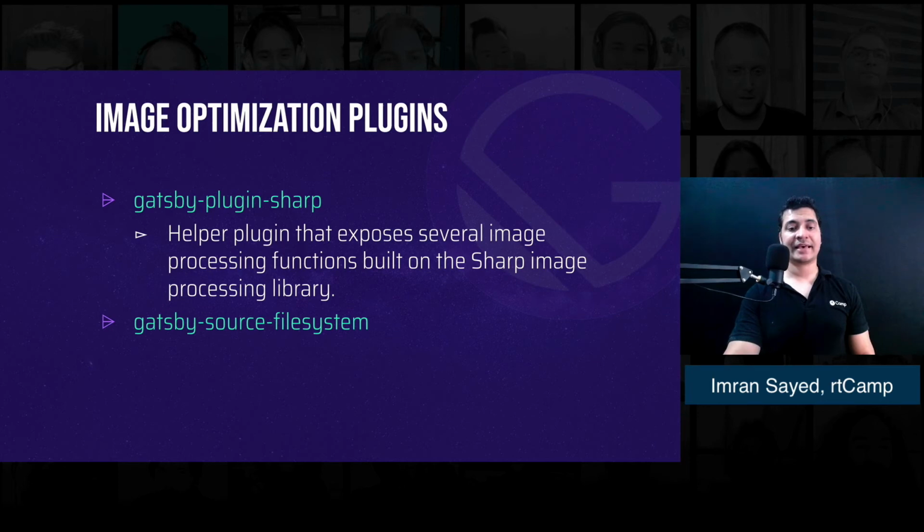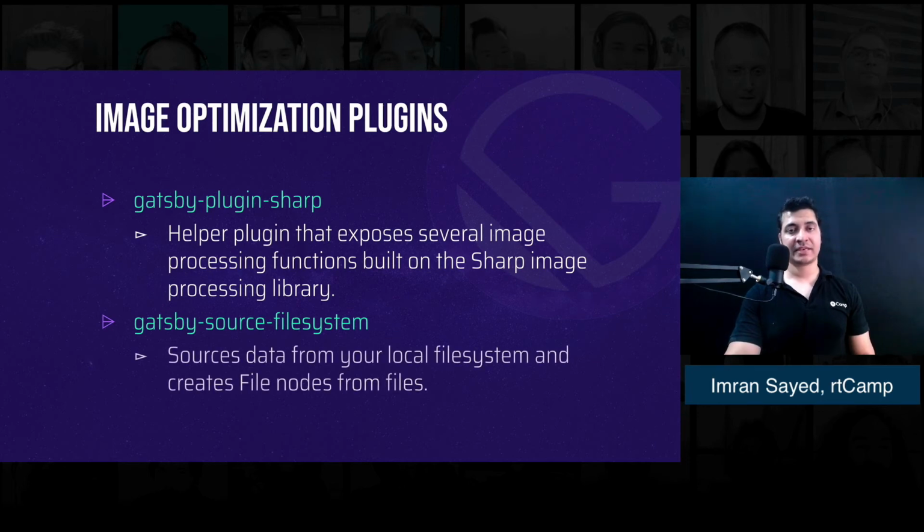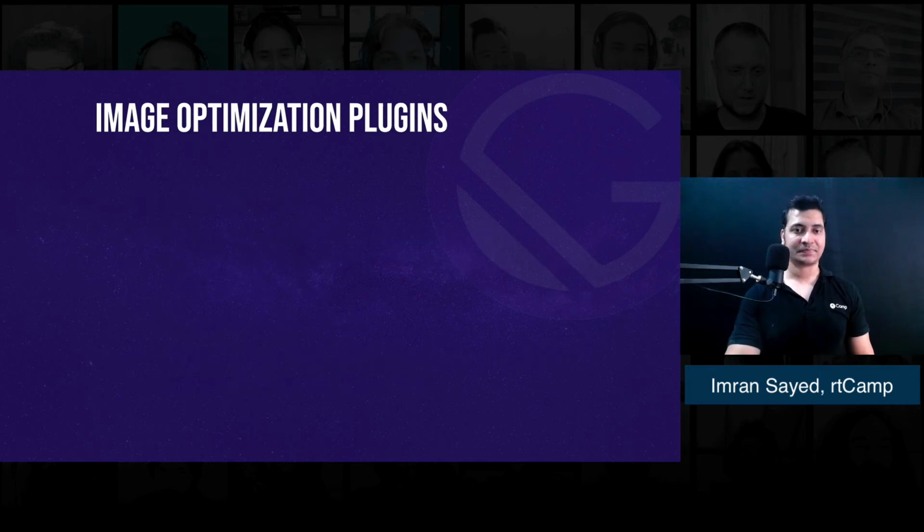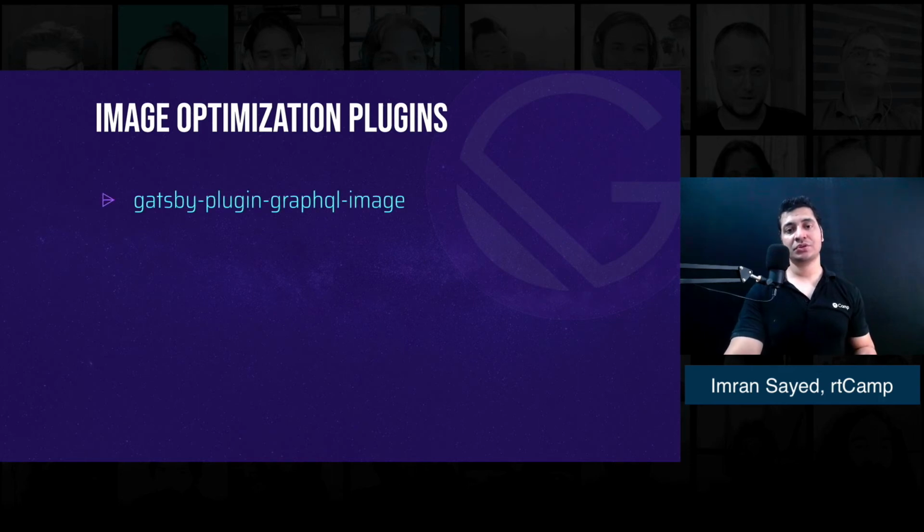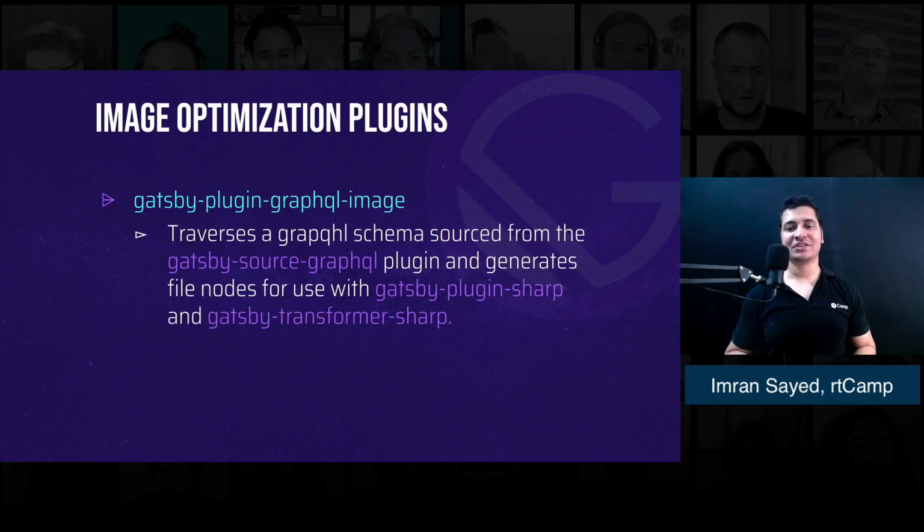We also use the Gatsby source file system, which is the Gatsby plugin that sources data from your local file system and creates file nodes from files. Now, since we wanted to optimize the WordPress images, we also used a brilliant plugin called Gatsby Plugin GraphQL Image. So this plugin traverses a GraphQL schema sourced from the Gatsby source GraphQL plugin and generates the file nodes for use with Gatsby Plugin Sharp and Gatsby Transformer Sharp.